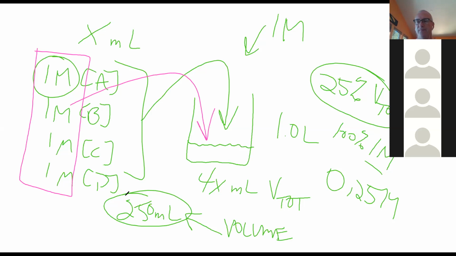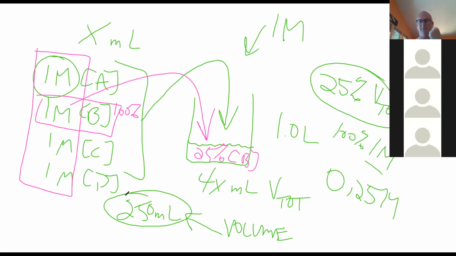And so now the concentration of B is 1/4 of what it was originally, because originally 100% of the stuff in this bottle was B. All of it was 1 molar B. Now that I've added it to a beaker with 3 other things in the same volume, it's now only 25% of that original concentration.